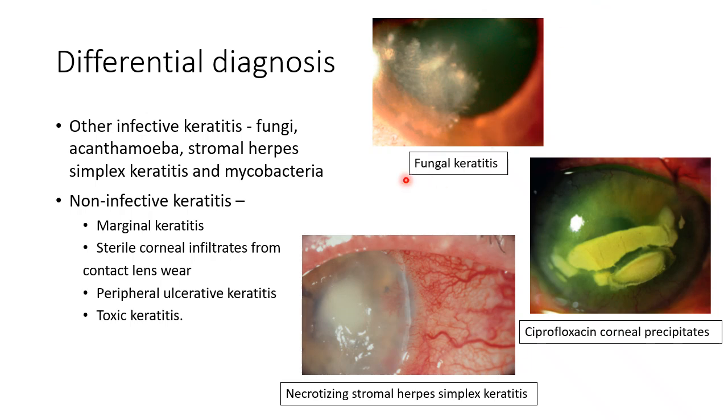So, fungal keratitis is different from a bacterial keratitis. Look at the typical feathery margins and the little satellite lesions that are there. Then you can have necrotizing stromal herpes simplex keratitis. So, even a viral infection can look like this if there is severe stromal involvement and accompanying scleritis. And look at this. This is a toxic keratitis caused by ciprofloxacin deposits on the cornea. So these are just some of the differentials of bacterial keratitis. Please remember the non-infective keratitis also exists.